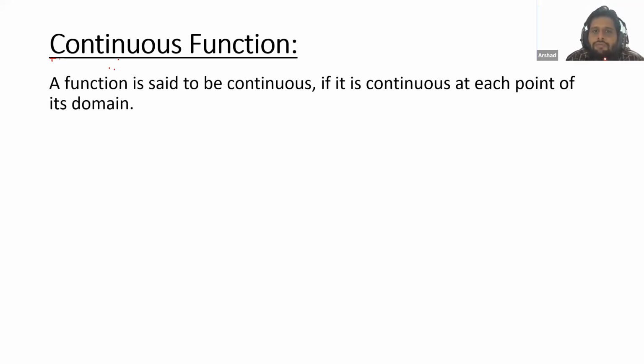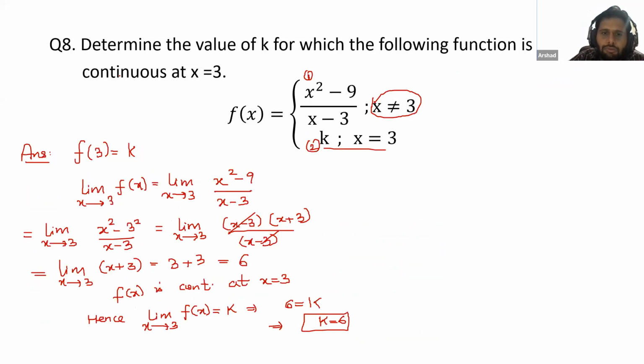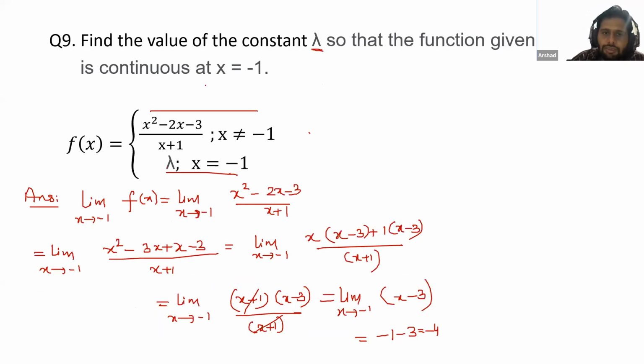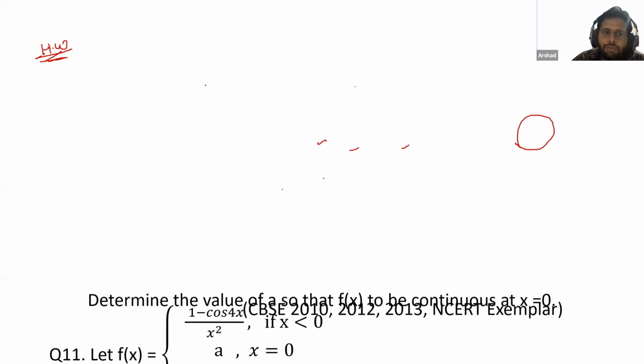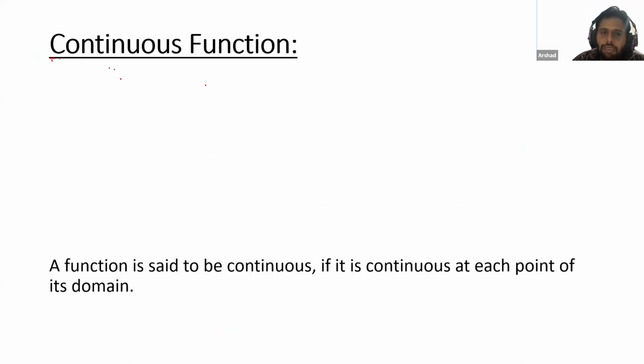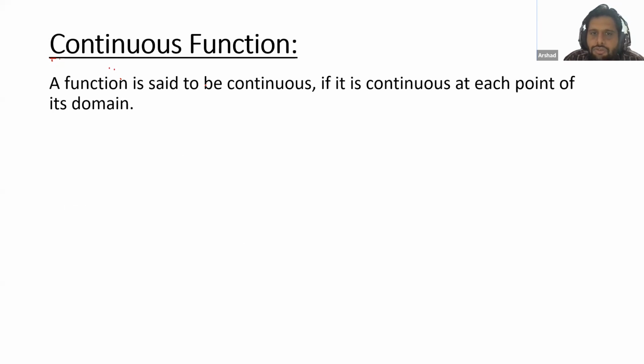In the previous topic, we checked whether the function is continuous at one point or not. If you check all the questions, we are just talking about the continuity at a single point. But in this topic, we have to check whether the complete function is continuous or not. So we say that the function is continuous if it is continuous at every point of its domain. So I hope now the definition is clear to all of you.